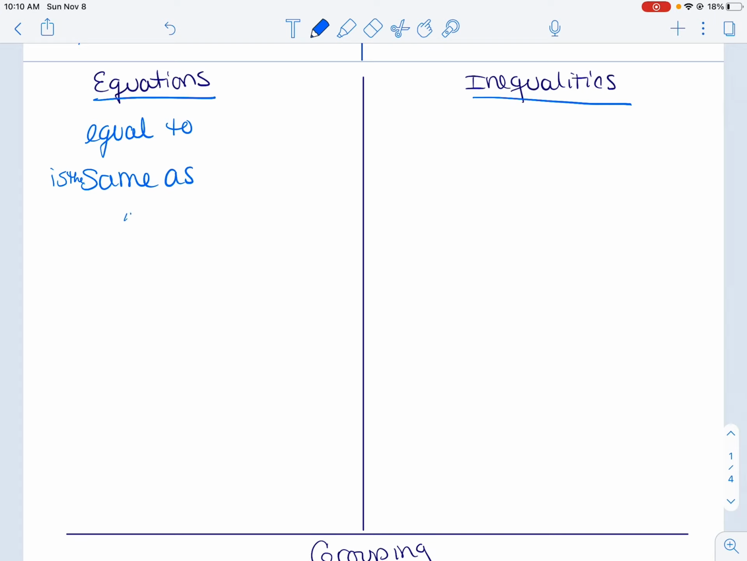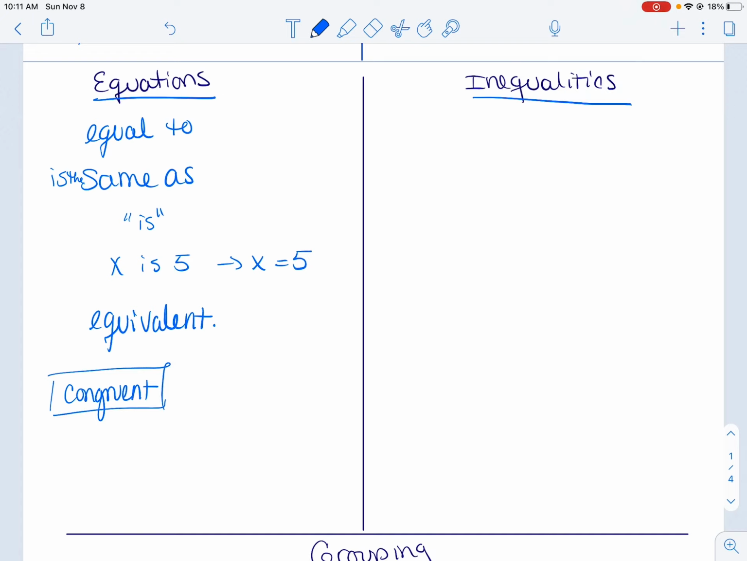You just might see the word is. If x is 5, that would mean that x is equal to 5. So any words like that mean that the 2 values are equivalent. Equivalent expressions would mean that they are equal. When you get into geometry, you'll see words like congruent. That also means that the values are equal. So that's a little geometry term there.